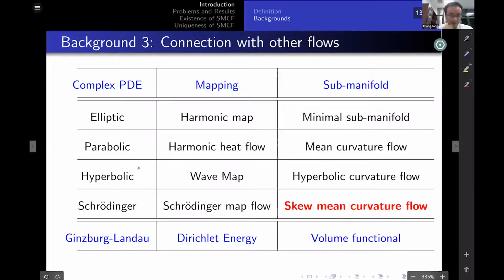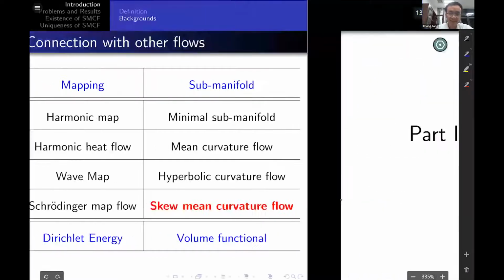And here, if you consider the Ginzburg-Landau energy functional and the corresponding equations, and you consider the vortices, okay, possible vortices which are concentrated in some submanifolds, then the submanifold will satisfy the evolution equation of the third column, which is very interesting, okay, and mysterious.